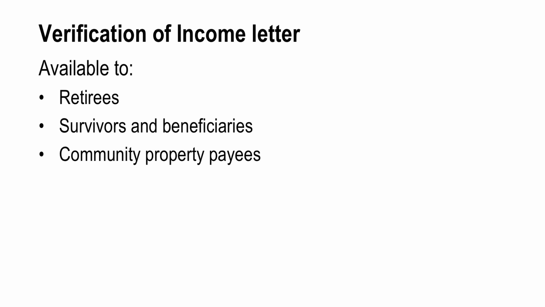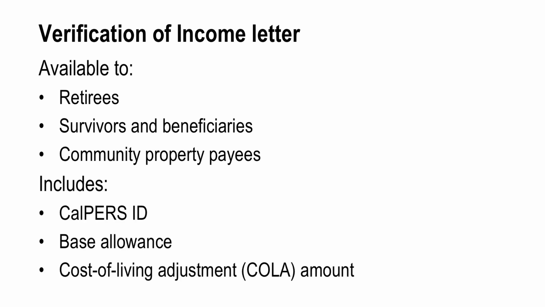The verification of income letter is available to those receiving a monthly benefit from us, including retirees, survivors, beneficiaries, and those receiving a monthly payment due to a community property case. The verification of income letter includes your CalPERS ID, your base allowance, and any cost of living adjustment amounts. For those receiving a Medicare reimbursement or the purchasing power protection allowance adjustment, those amounts will not appear on this letter.